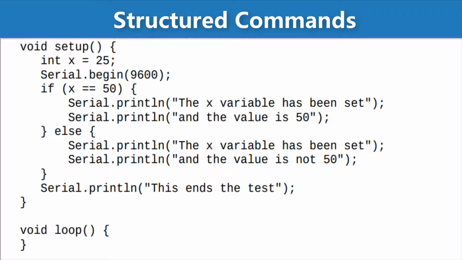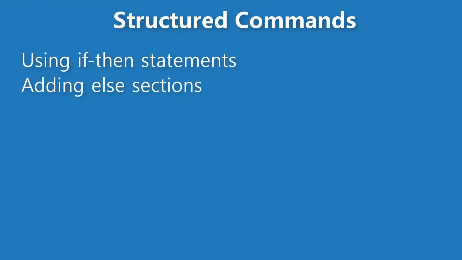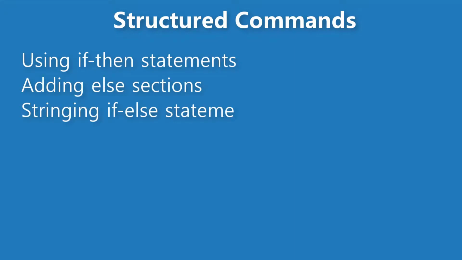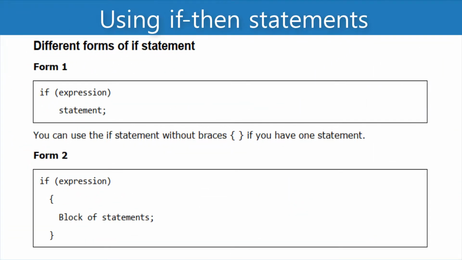Control statements are elements in source code that control the flow of program execution. They include using if-then statements, adding else sections, stringing if-else statements together, and using the switch statement. The most basic type of structured command is the if statement. The if statement in C programming has the following basic format.